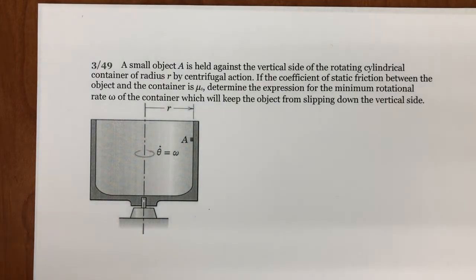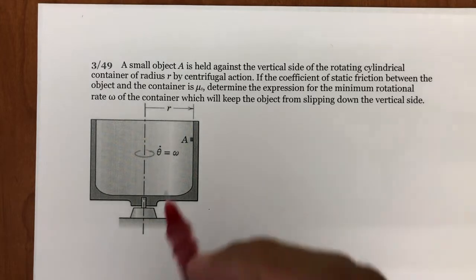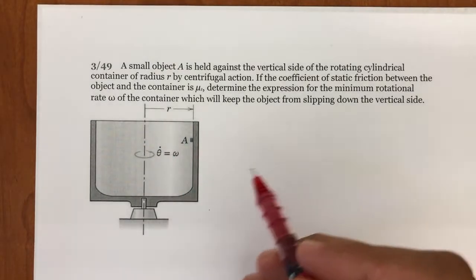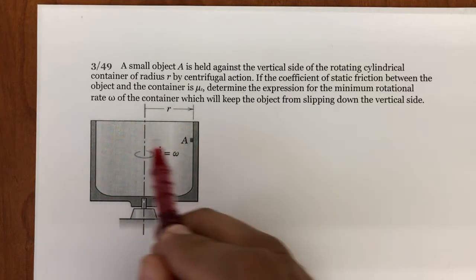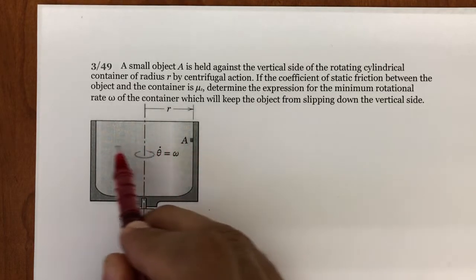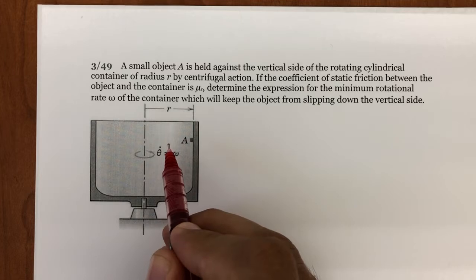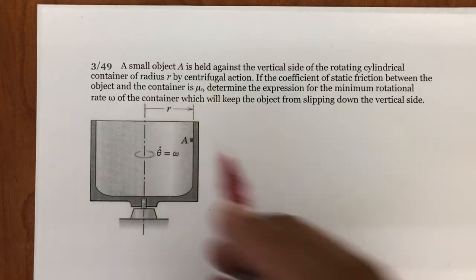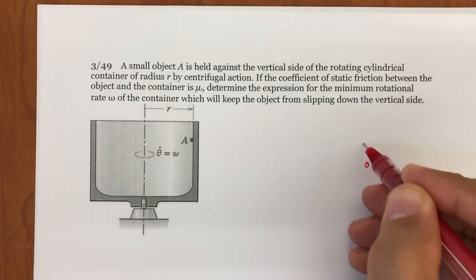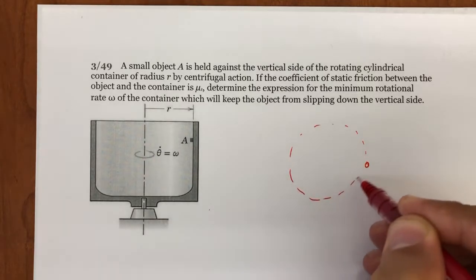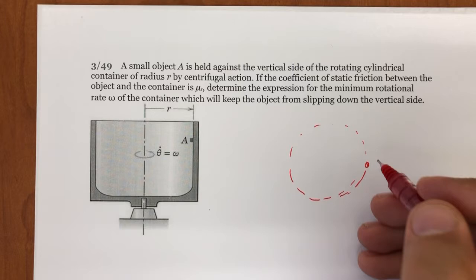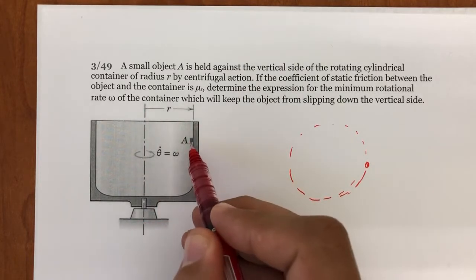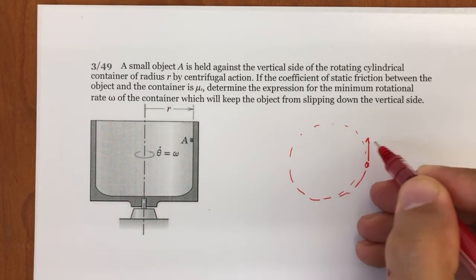So to solve this problem, first we need to choose a coordinate and also draw the free body diagram. If you track this particle, it is rotating on a circular plane, right, on a circle. If you look at it from the top, A is moving on a circle. This particle is moving on a circle with the speed of r times omega.